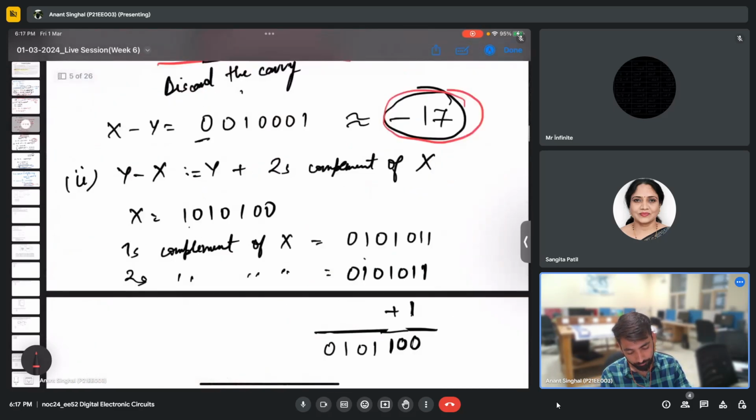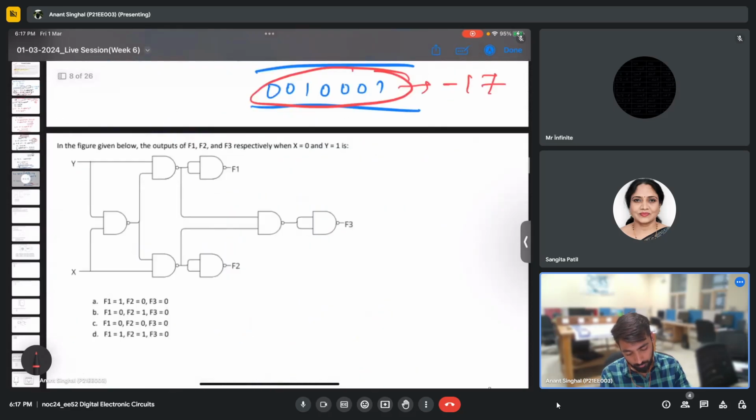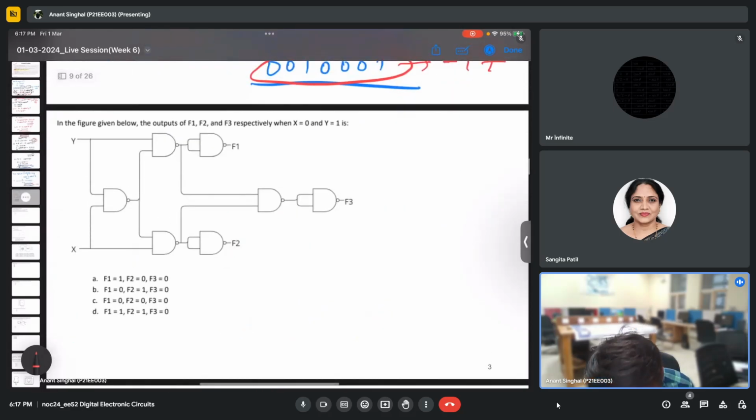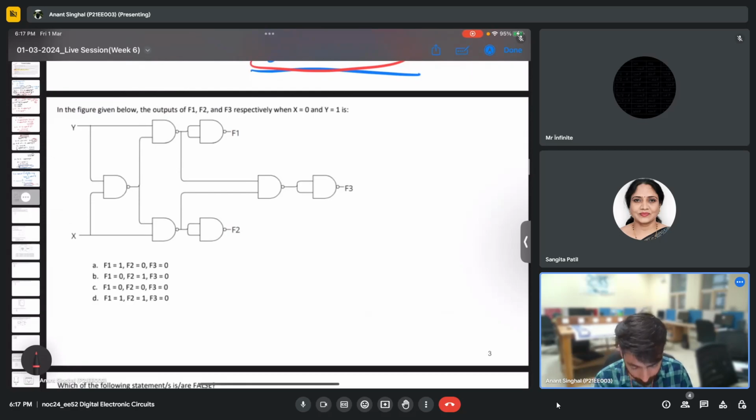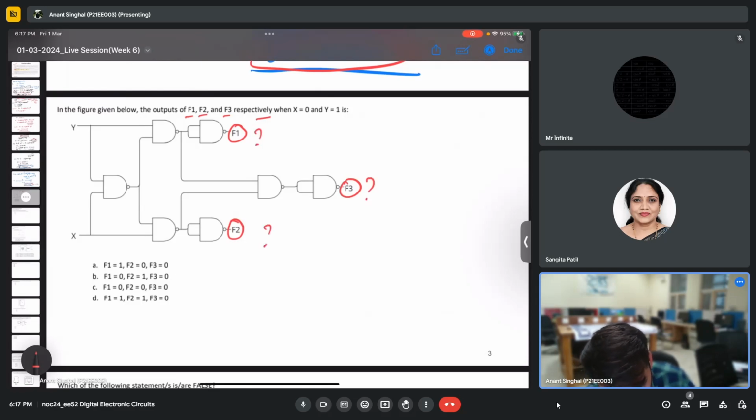So we have a circuit. This is the first question for this week's topic, which says in the figure below the outputs F1, F2, F3 respectively. These are the outputs you can see, F1, F2 and F3. What will be these values when x is 0 and y is 1? So we need to find out what is F1, F2 and F3.